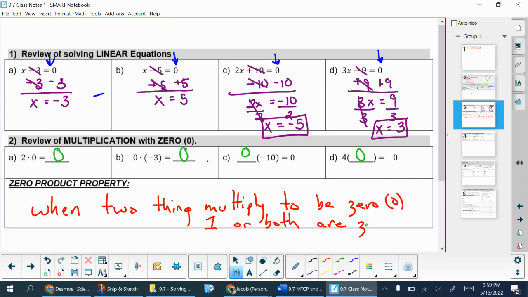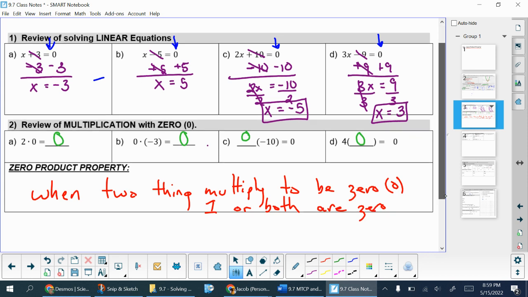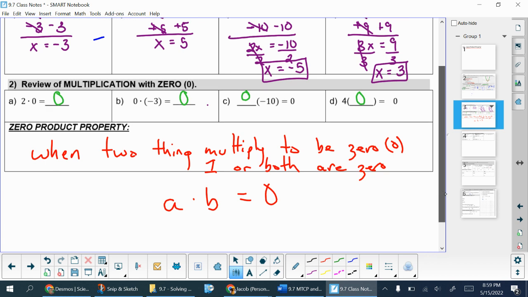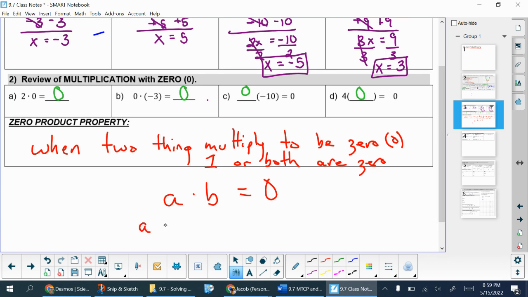are 0. And so what that says here is if I take two things, and I don't know what they are, a times b, A times b is equal to 0. Two things multiplied together equals 0. One of the two things has to be true. Either a is 0 or b is 0. And actually, it could also be possible that both of them are 0, which would be a rare case, but it certainly could be.